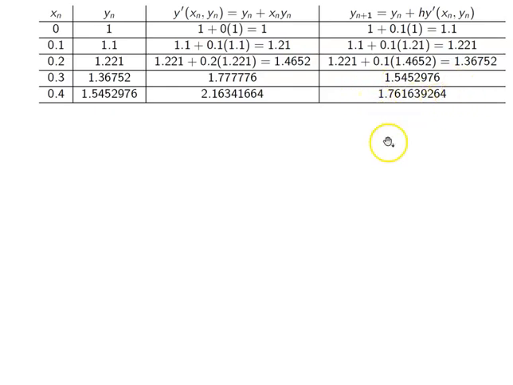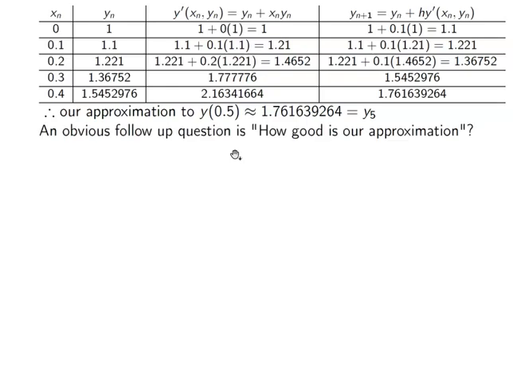And that is my final value. That is my x5, right? My approximation at 0.5 is this value. Now that's not the true value, but that's my approximate value by Euler's method. So obviously, the question is, how good of an approximation is it?